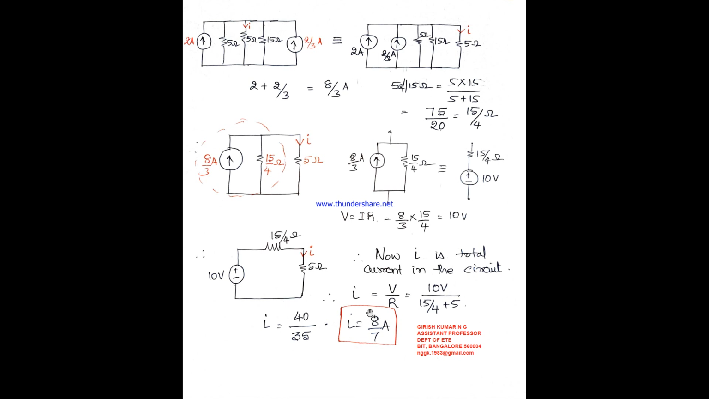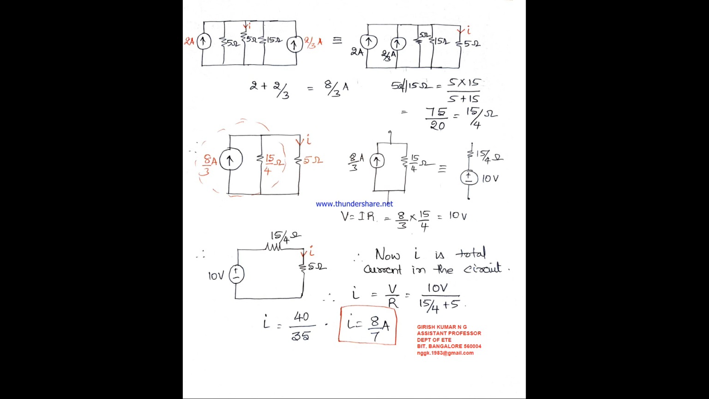Total voltage divided by total resistance. So the current is V divided by the total resistance, which is the summation of these two because they are in series. So 15 by 4 ohms plus 5 ohms. Therefore 10 volts divided by 15 by 4 plus 5. When you solve it you get 40 by 35. Therefore finally the current I equals 8 by 7 amps.